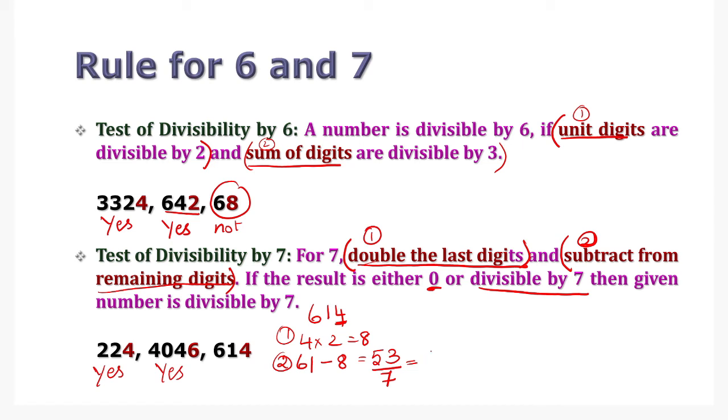getting the remainder as 0. Rather, you're getting the remainder as 4. You're getting the remainder as 4. Right, friends? So always we have to get the remainder as 0. Hence, we could say that 614 is not divisible by 7 because the remainder is not 0.